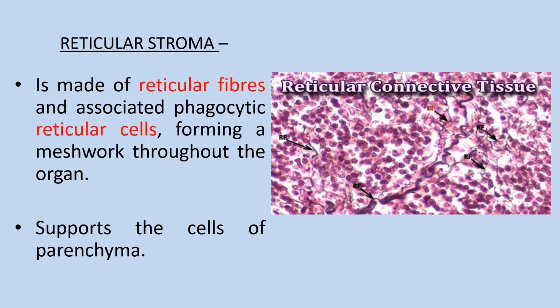The reticular stroma is made up of reticular fibers and associated phagocytic reticular cells, forming a meshwork throughout the organ. Here in this figure, you can see these thread-like structures, which are the reticular fibers, whereas these are the reticular cells, and they support the parenchyma.